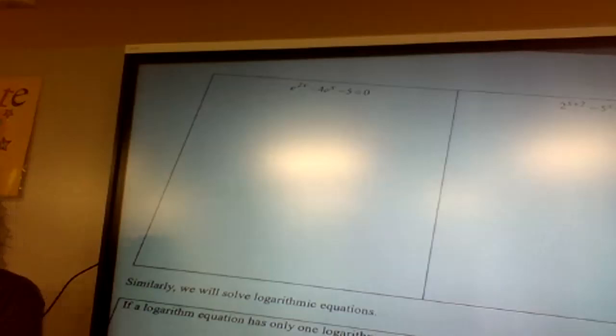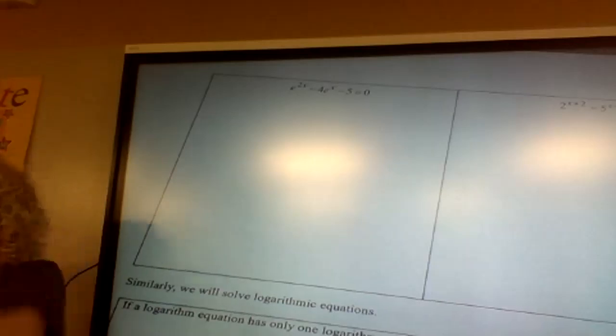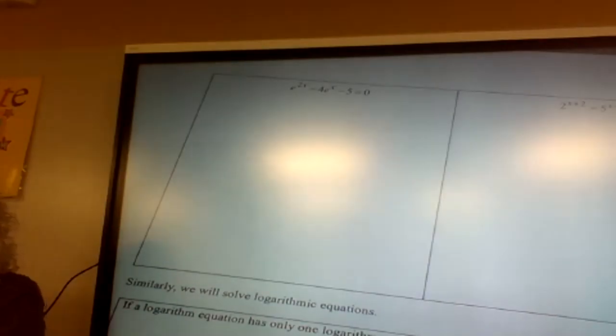How do you factor that? Remember the U substitution that we did? It's super easy. What would be two things that multiply to get me -5 but add to get me -4? -5 and 1, right? So this is just going to be (e^x - 5)(e^x + 1) = 0.